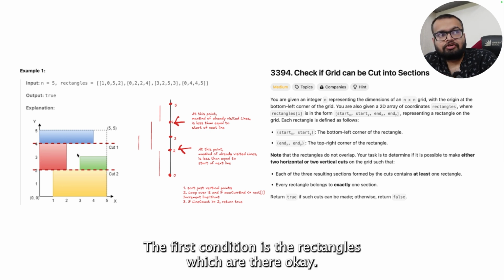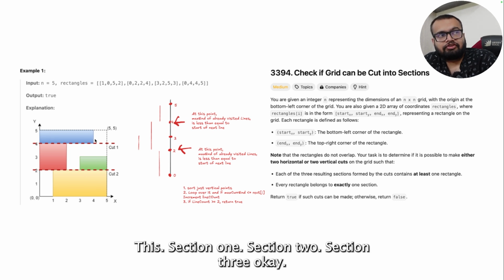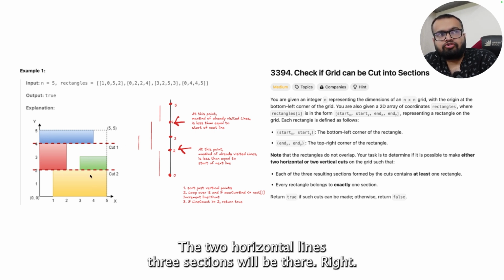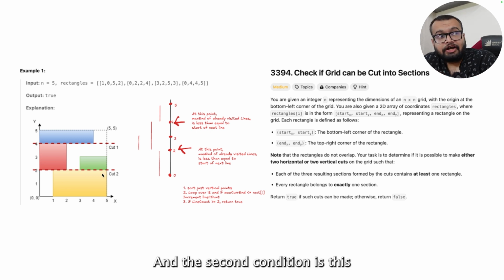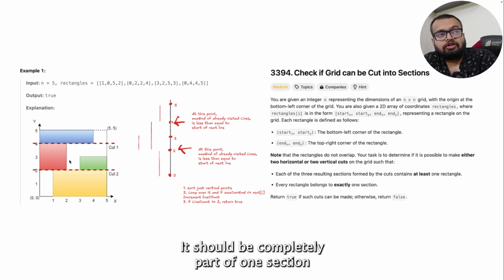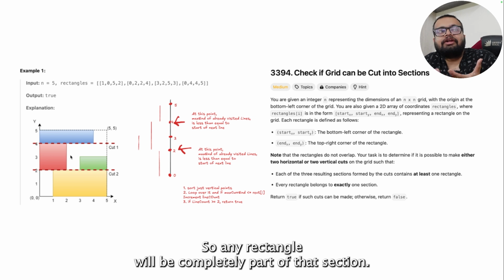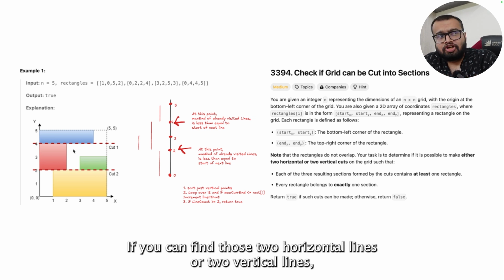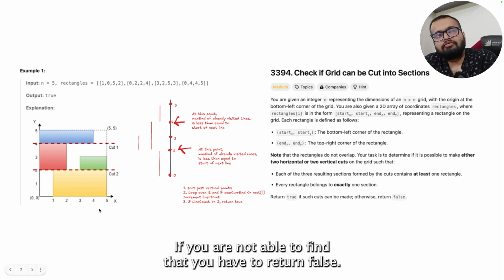The first condition is that the rectangles should be present in every section. This is section 1, section 2, section 3; with two horizontal lines, three sections will be there. So in every section at least one rectangle should be there. The second condition is that a rectangle should not be part of two sections. It should be completely part of one section, that is, the cut should not cut the rectangle in between. That is clear, right? If you can find those two horizontal lines or two vertical lines, then you have to return true. If you are not able to find them, you have to return false.